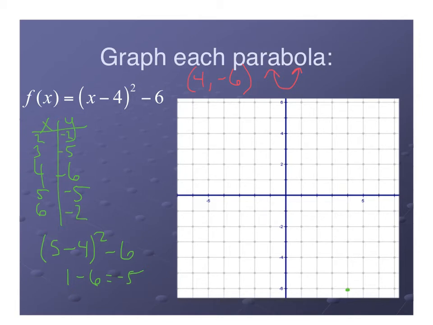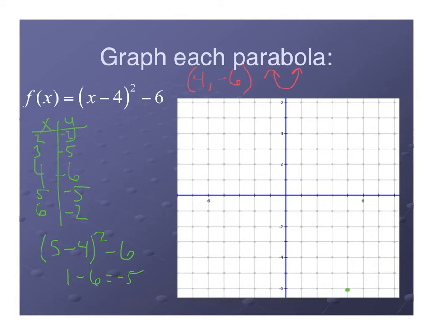So I've got my list of points here. Make sure you're always careful when you're doing one like this. We plug in the 3. You get 3 minus 4 is -1. -1 squared is 1, positive 1. 1 minus 6 is -5. So just be careful when you're doing that. Make sure you don't have a sign error.